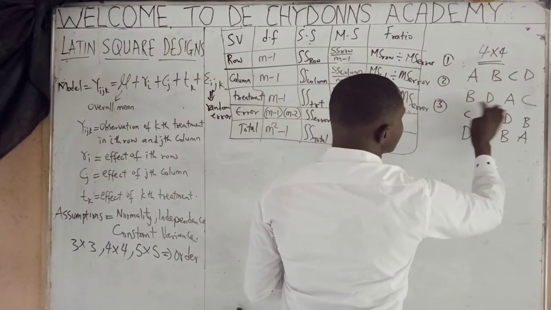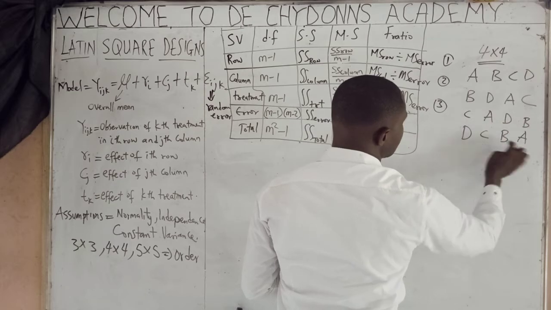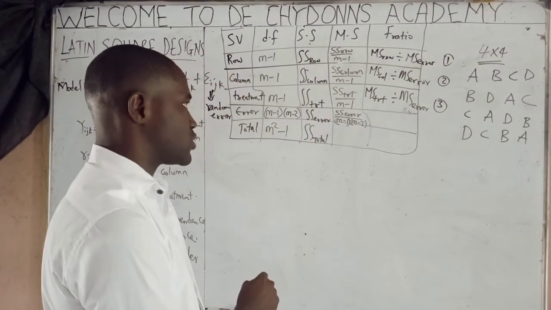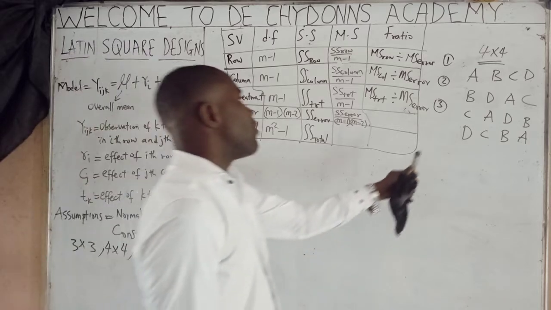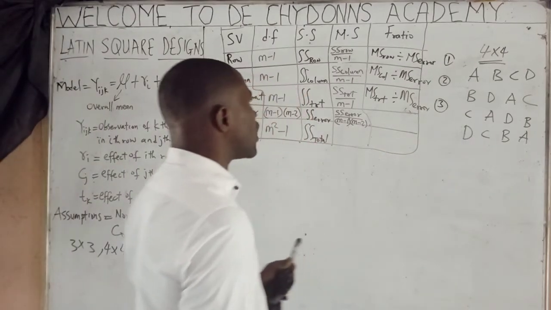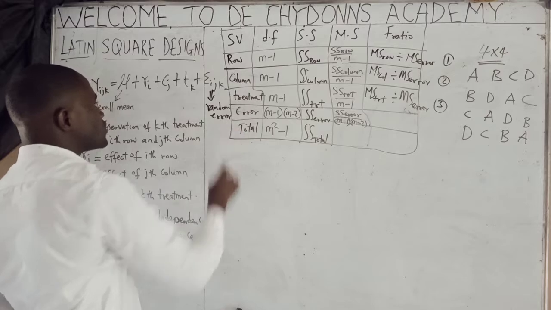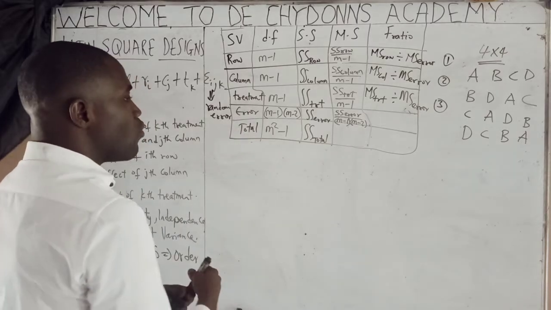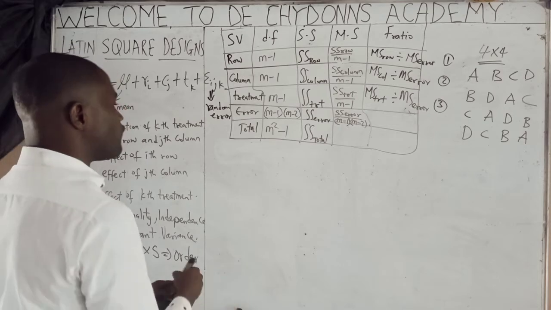1, 2, 3, 4, 5, 6, 7, 8, 9, 10, 11, 12, 13, 14, 15, 16. So 4 by 4 will be giving you 16 outcomes. After you must have randomized, that is what will help you to know what your treatment is all about. Then we go into derivation of formula.